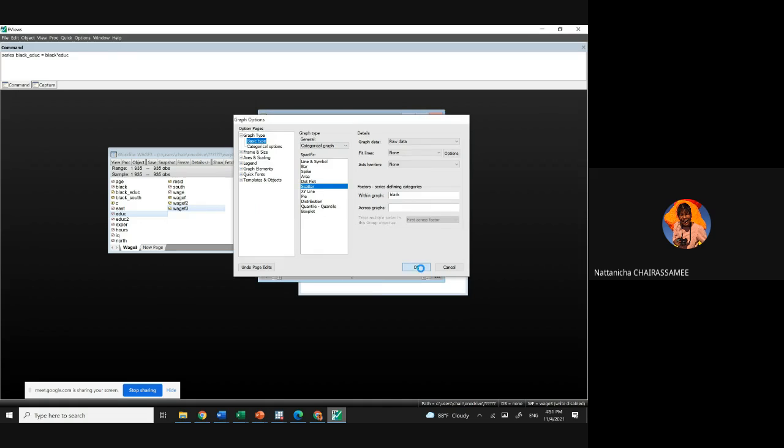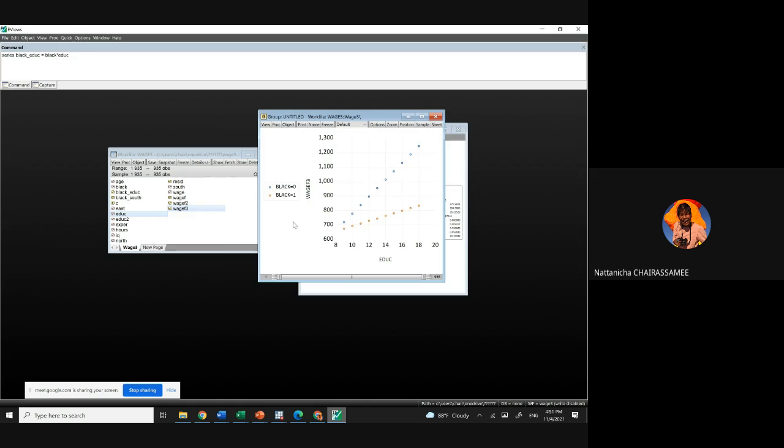So once you're done, just click OK. So now you will see that normally, like our previous graphs, the slope will be exactly the same, right? But we will see different intercepts. But in this case, we will see different slopes.